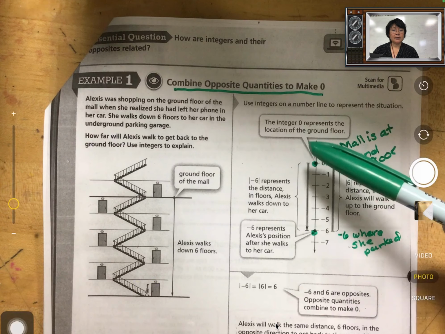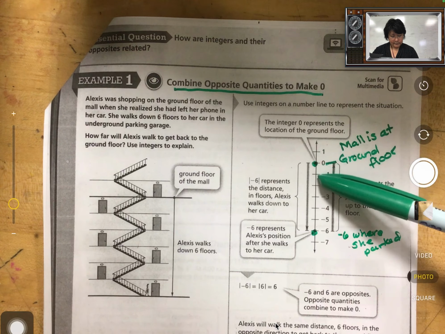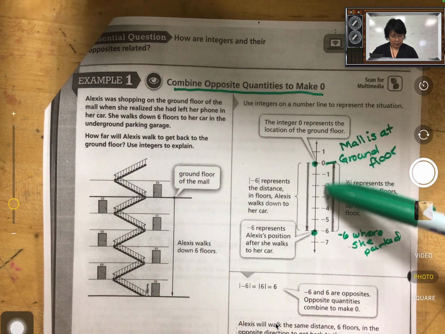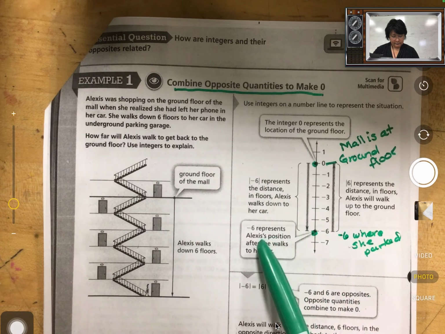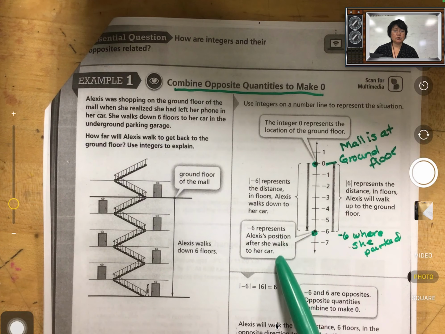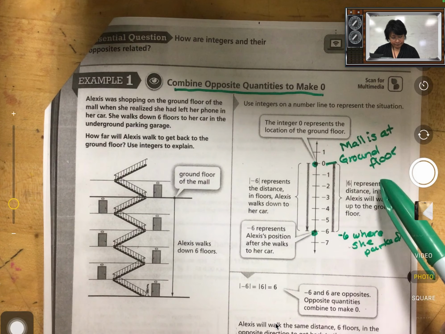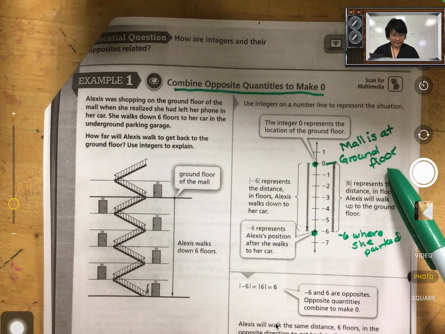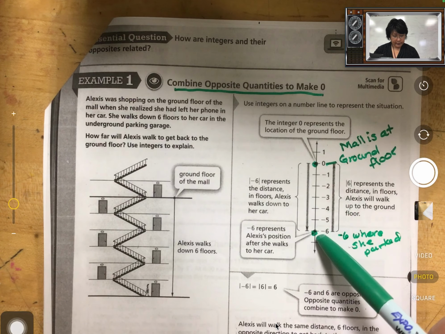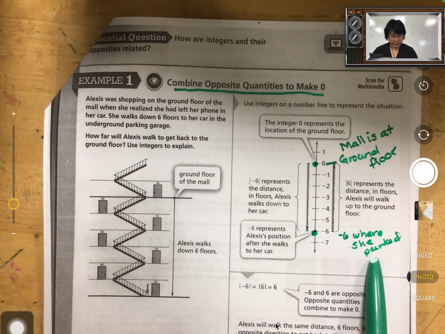So you draw a number line, 1, 0, all the way to -6, because -6 represents Alexis' position after she walks to her car. Ground 0 is where the mall is, okay? Then she parks all the way down on the 6th floor below ground, and this is where she is parked.